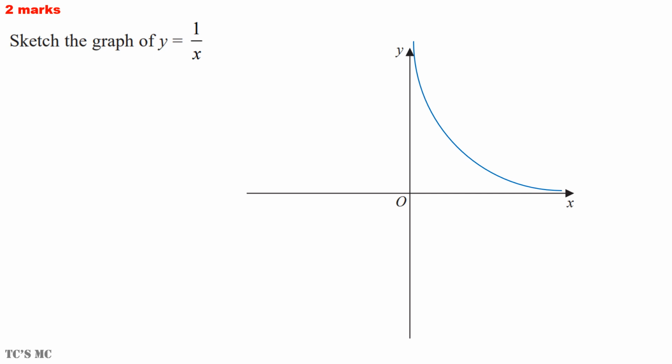We also need to draw it for the negative quadrant. Again, it should get closer and closer to the coordinate axes, but never touch the coordinate axes. We must have both parts correct for 2 marks.